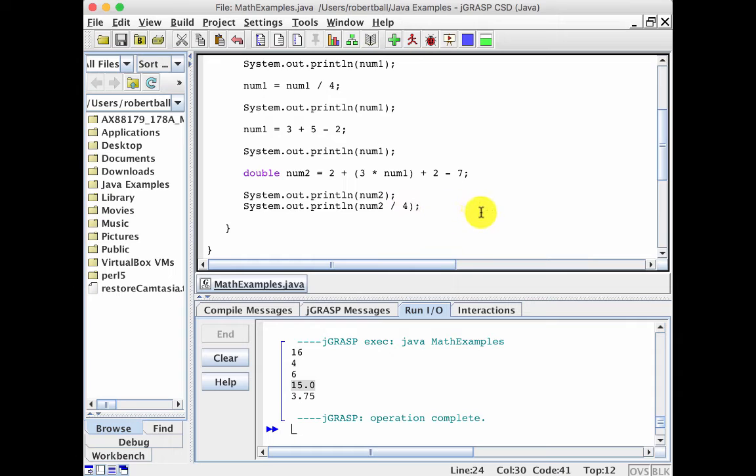So if you are dividing something and the data type of your variable is an integer, you are not going to get a decimal place, no matter what. And that's the key to understand about division. Now there's two different types of division. There is the division with decimal places, and then there's the remainder.